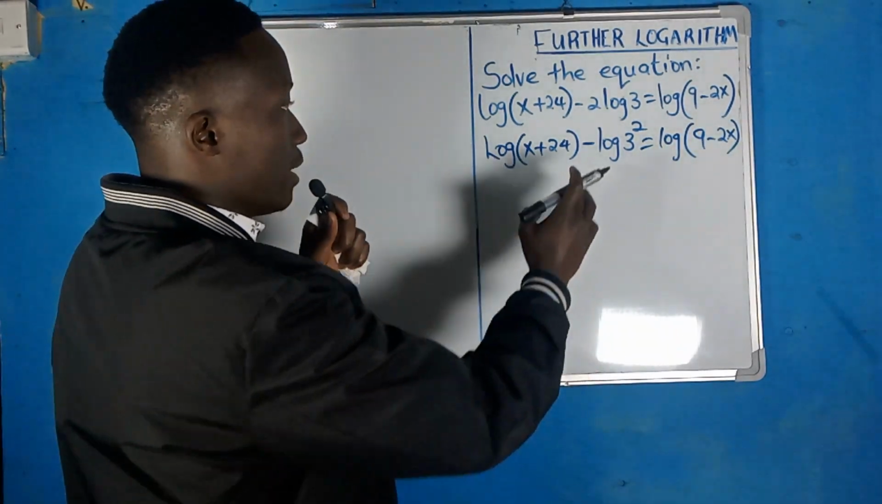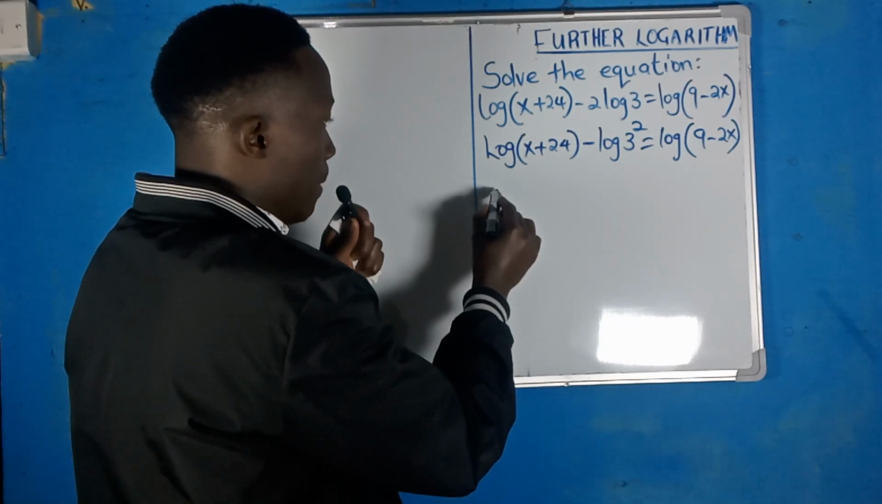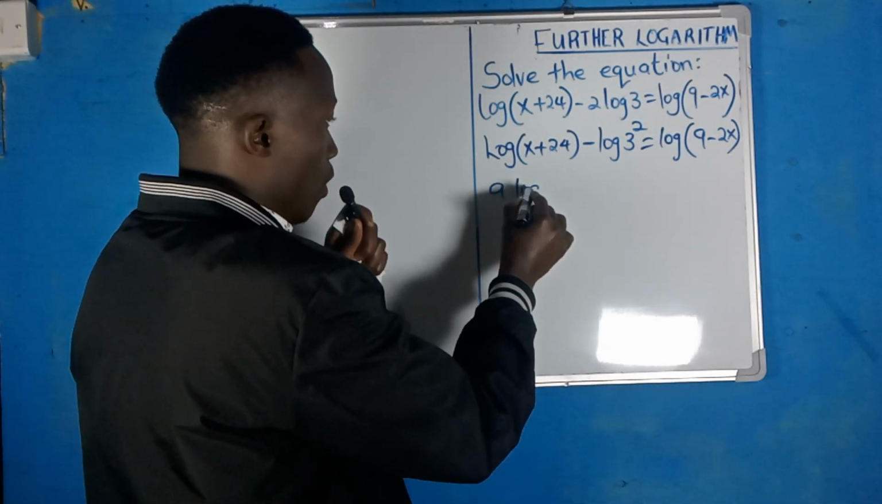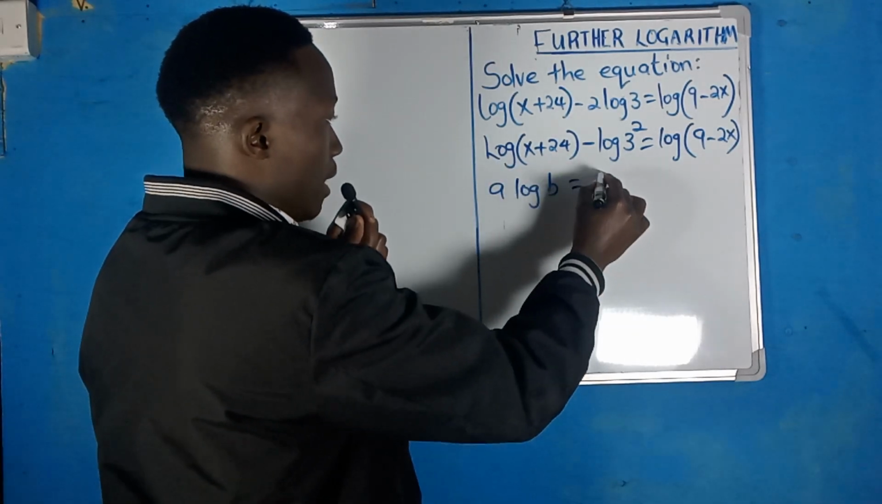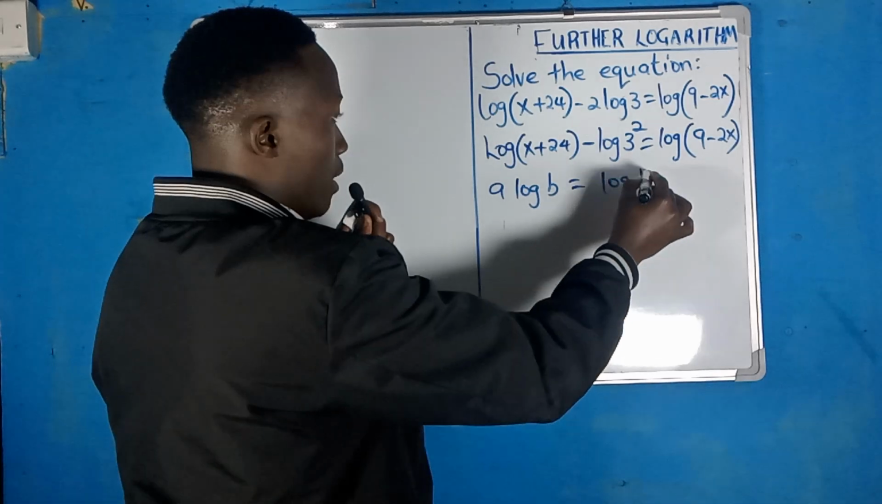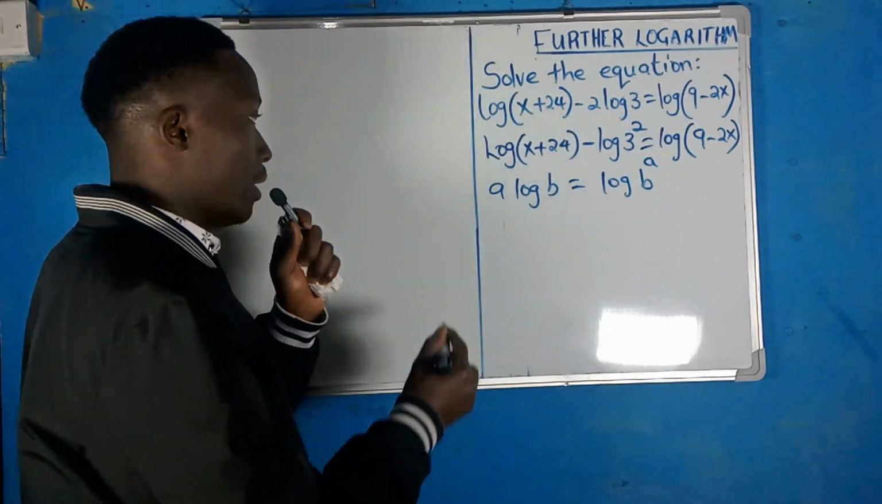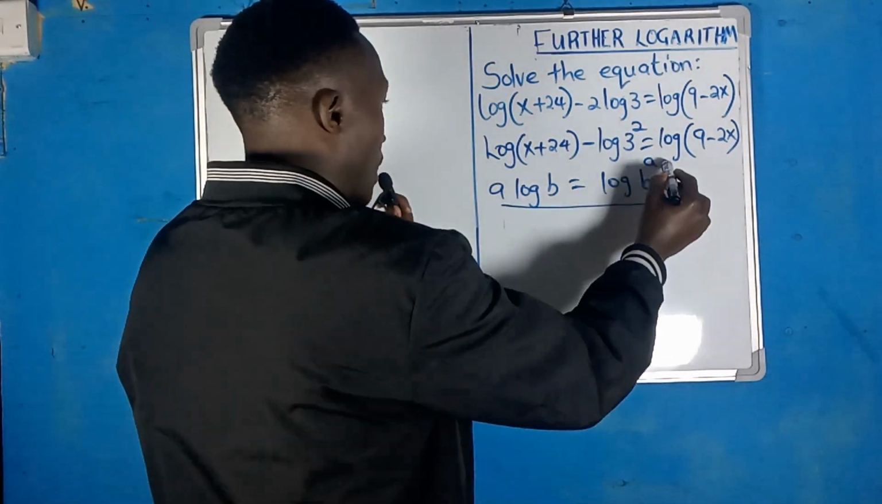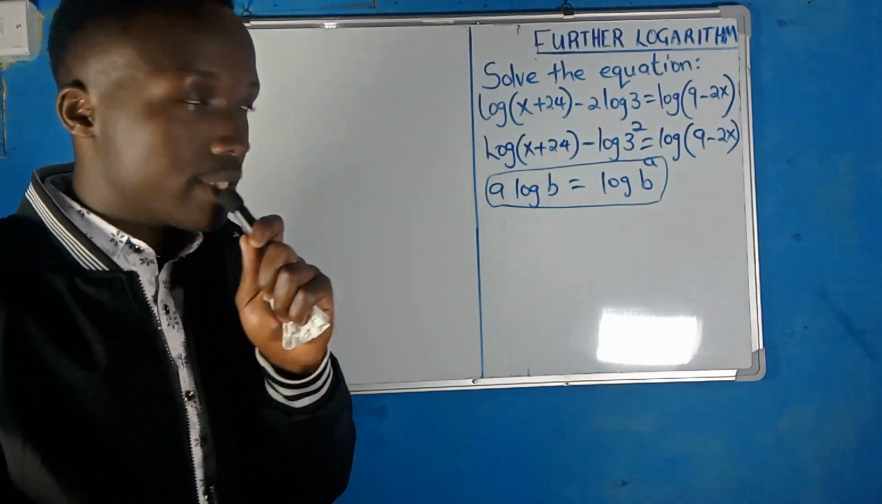Why have we taken these two to be the power? It is because when we have a number like a log b, it is the same as log b to power a. Log b to power a. So that is the reference that we have used to rewrite it as log 3 squared.